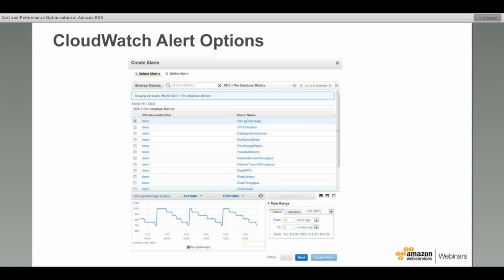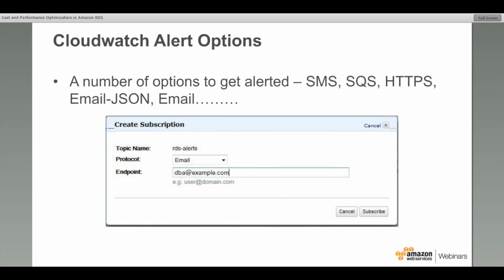So here I can choose which metrics I want to be alerted on, and then how they want to be delivered, whether through SMS, SQS, HTTPS, or email. So there are different formats enabled to sign up for the alerts based upon my allocation of resources.